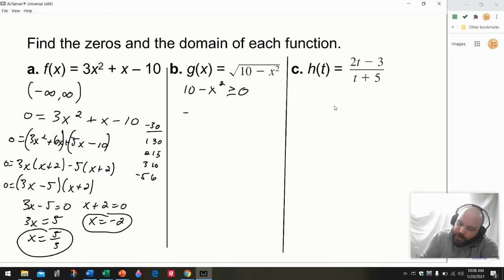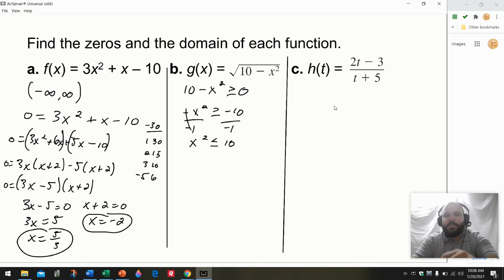I'm going to solve it by subtracting 10 from both sides. Then I'm going to divide both sides by -1. Remember, when you divide both sides by -1, it does flip the inequality sign over. And then the last thing I'm going to do is take the square root.